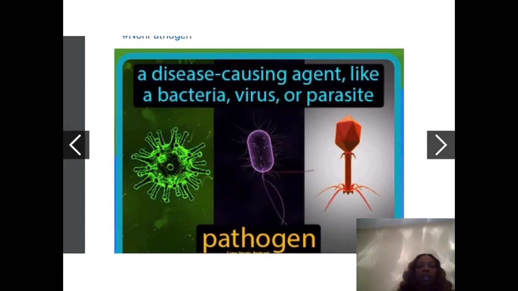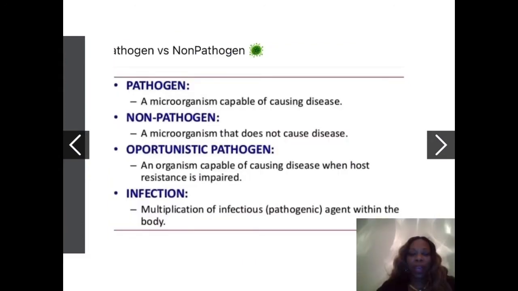A disease-causing agent like a bacteria, a virus, or a parasite is also called a pathogen. So we have our pathogens versus our non-pathogens. A pathogen is a microorganism capable of causing disease, and a non-pathogen is a microorganism that doesn't cause disease. You have your opportunistic pathogen, which is capable of causing disease when the host resistance is impaired or a person is immunosuppressed, for example. An infection is the multiplication of infectious pathogen agents occurring within the body.